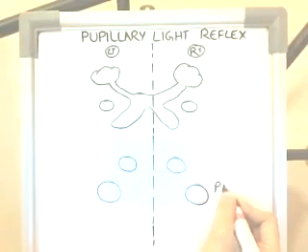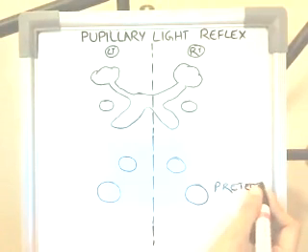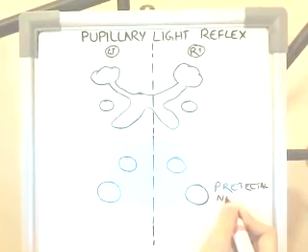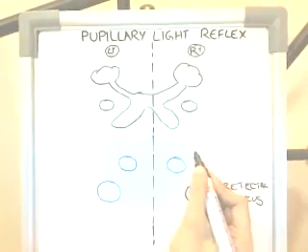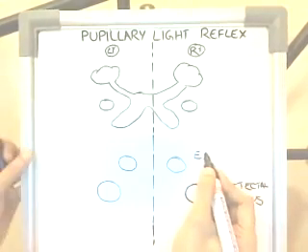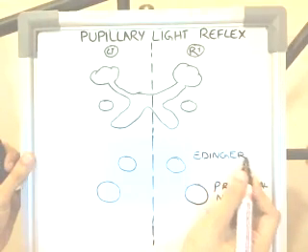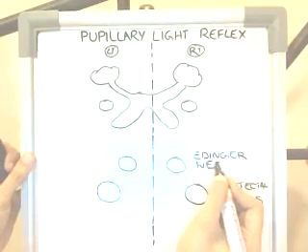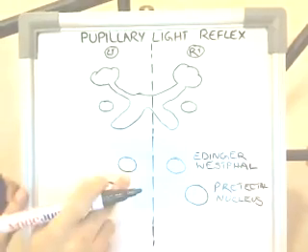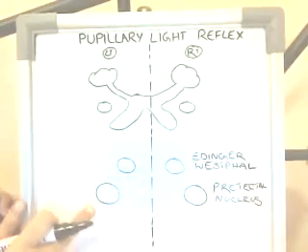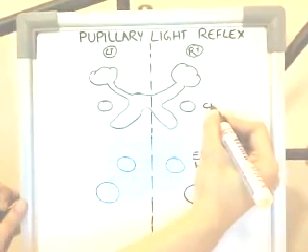This is the pretectal nucleus of the right side, and this is the Edinger-Westphal nucleus of the right side, and this is of the left side. Similarly, this is the left pretectal nucleus. Now this is the ciliary ganglion.